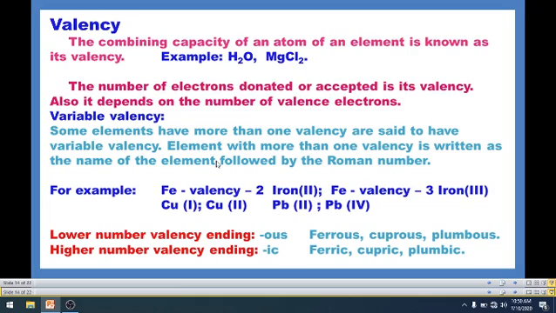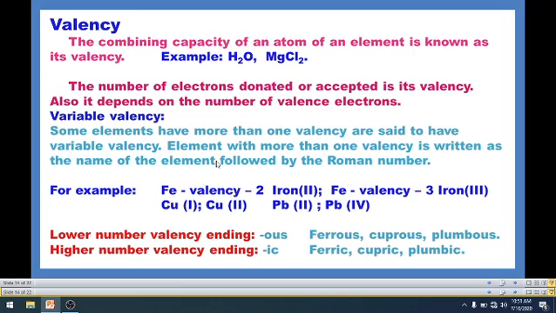Variable valency. What is variable valency? Some elements have more than one valency. They are said to have variable valency. For example, an element with more than one valency is written as the name of the element followed by a Roman number. Iron has more than one valency, so it can either lose 2 electrons or lose 3 electrons. So the valency should be indicated in the bracket as a Roman number. Iron 2 means the valency of iron is 2. Iron 3, Roman number 3, means the valency of iron is 3. Copper 1, copper 2. So the valency should be indicated as a Roman numeral in the bracket.